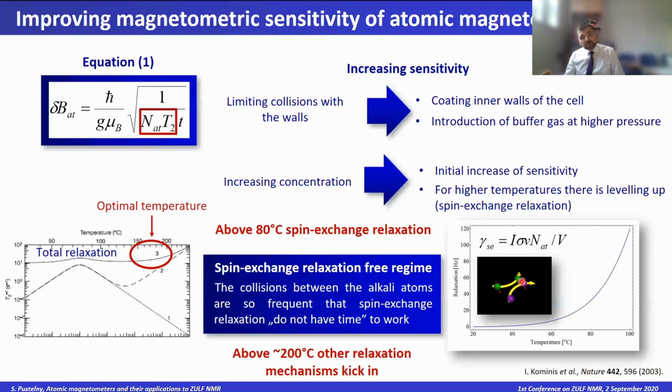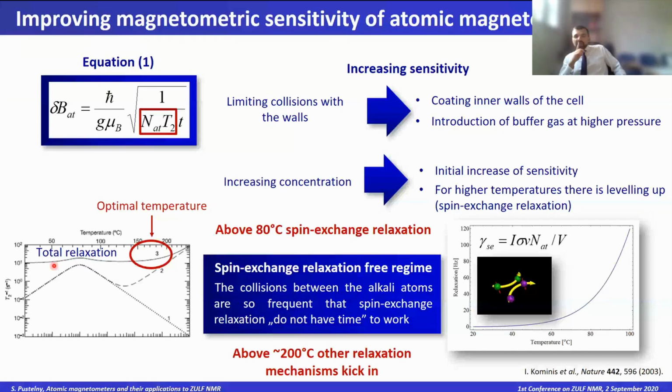So the spin exchange collisions are actually destroying our polarization. So at some range, we are actually not increasing sensitivity, because we are increasing the concentration, but at the same time, because of the collisions, we are decreasing T2. We are decreasing the transverse relaxation time. So there's a stable situation. You are not winning anything.